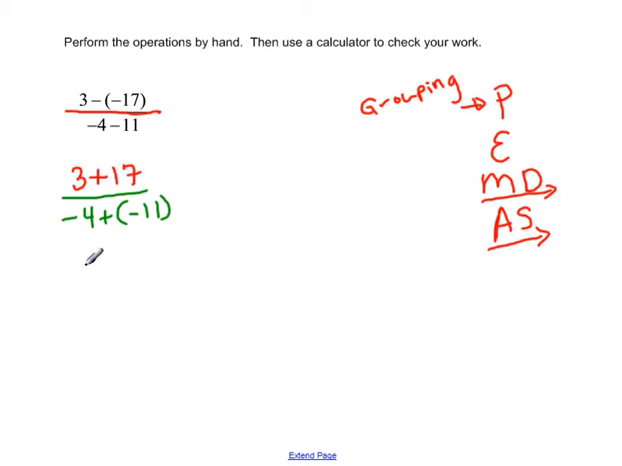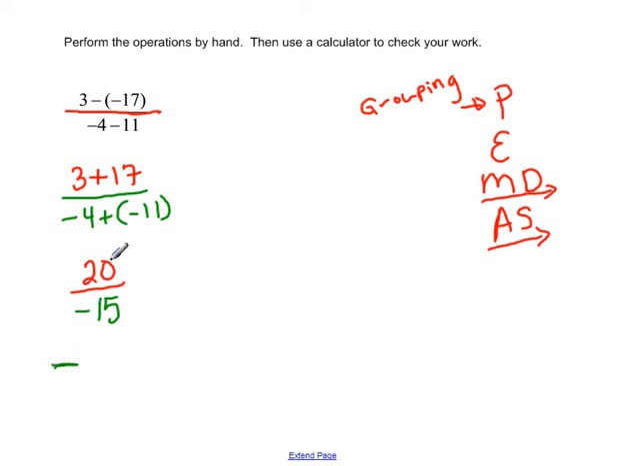3 plus 17 is going to give me 20 for my numerator. And in my denominator, we've got negative 4 plus negative 11, which would give us negative 15. Now that's not going to be our final answer. We want to go ahead and simplify the fraction. Whenever we have a sign in our fraction, we want to be sure that that sign comes out in front rather than being just in the numerator or just in the denominator. We know a positive divided by a negative is a negative, so I'm going to put that out in front of the fraction.